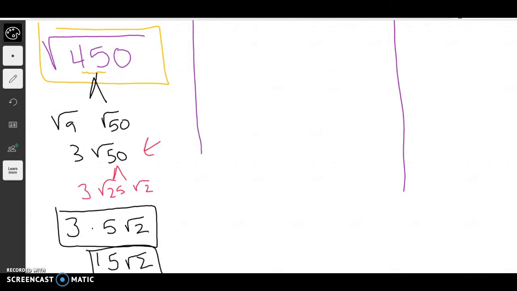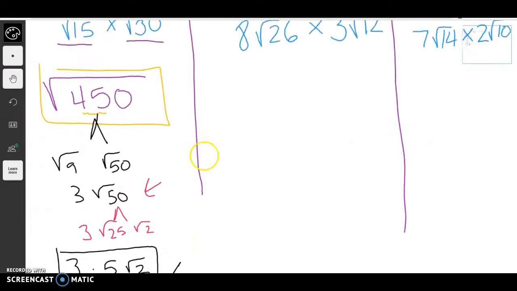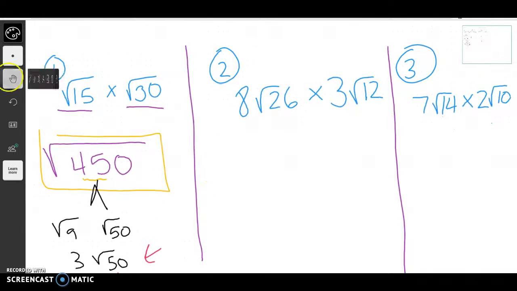And that would be my final answer. Okay? So the easy part is, since both those things have square roots, we can multiply them together. The hard part is simplifying after the fact.